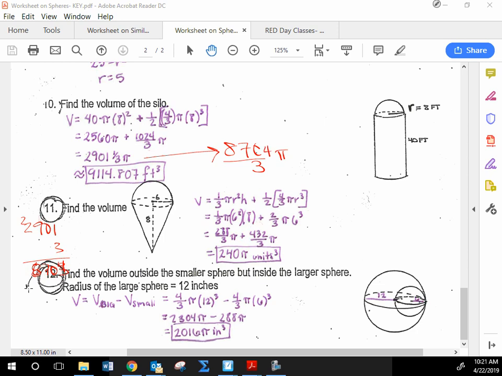I lost my 4 there. 12 is just our big sphere, take away the small sphere. And since they're both in terms of pi, we could actually combine them together. 2016 pi.